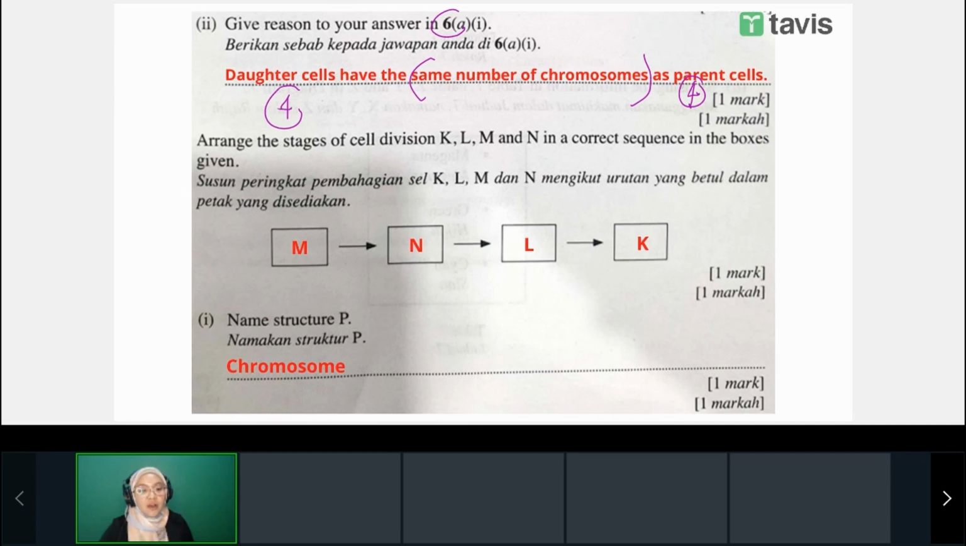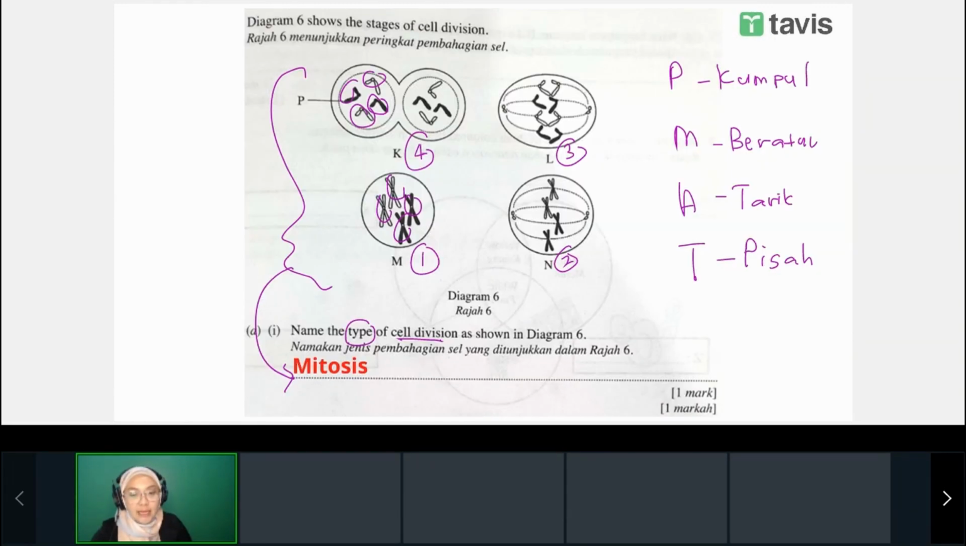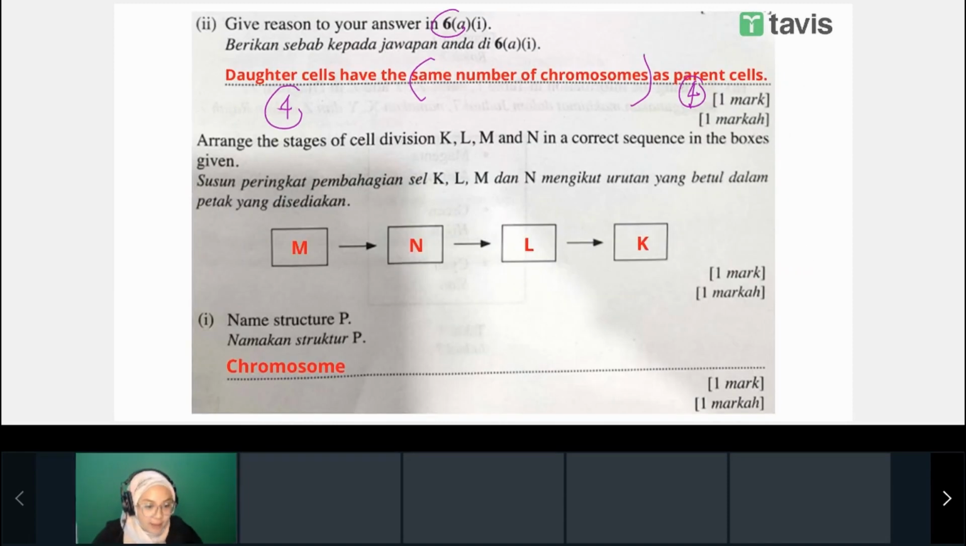Arrange the stages of the cell division K element into a correct sequence in the boxes given. Let's see again. We already arranged the first one. M, N, L, K. Prophase, metaphase, anaphase, and telophase. Name the structure P.